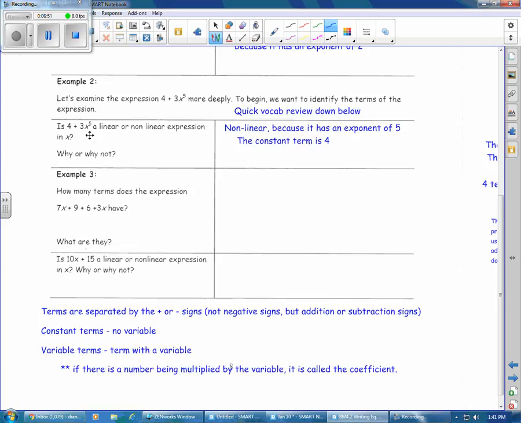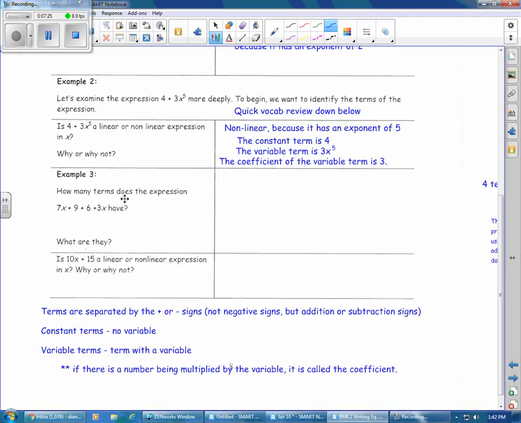The variable term is the term with the variable. So it's going to be 3x to the 5th power. That would be your variable term, 3x to the 5th power. Now this 3 that's being multiplied by the x, that's called a coefficient. The coefficient of the variable term is 3. That's that number that's being multiplied by the variable, and we call it a coefficient. So there's your quick vocab review and actually the answer to example number 2.